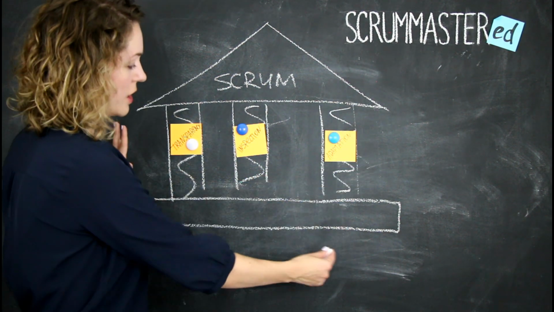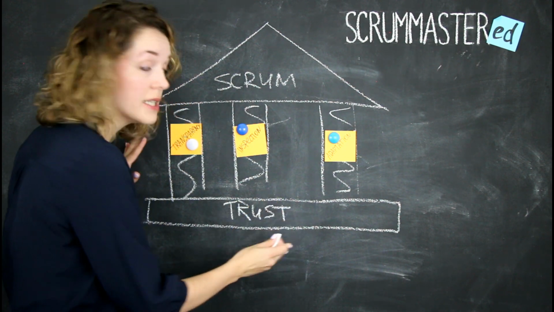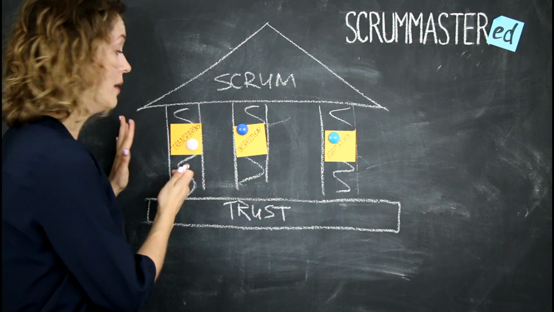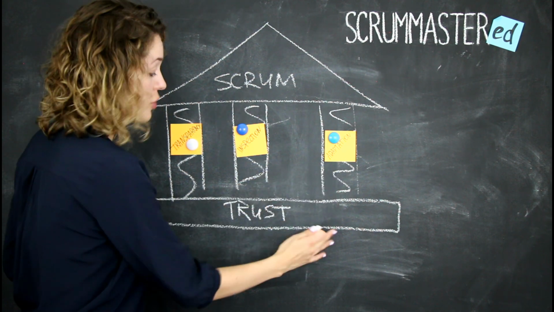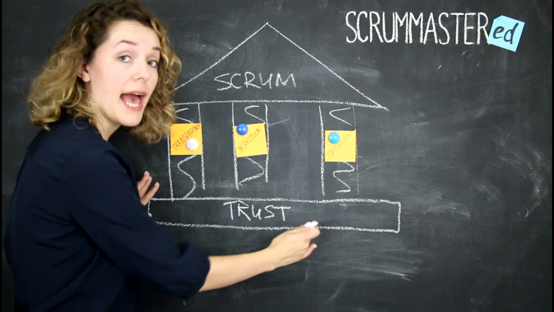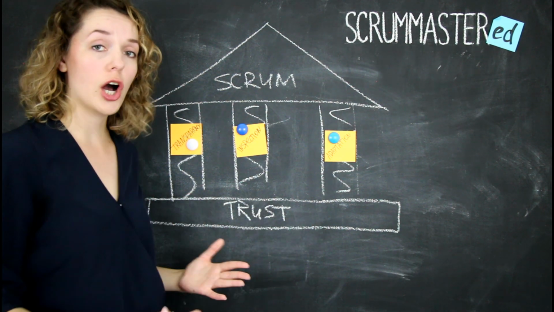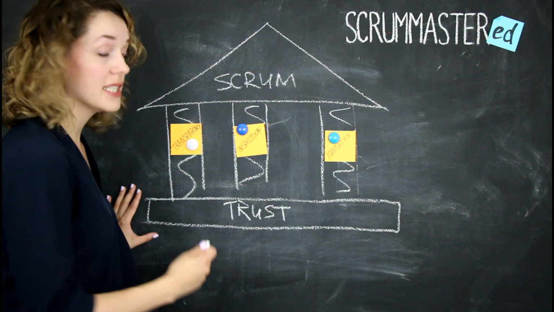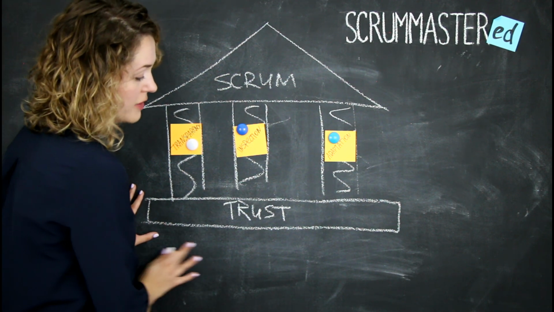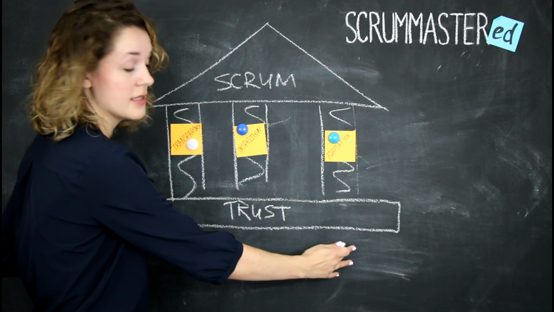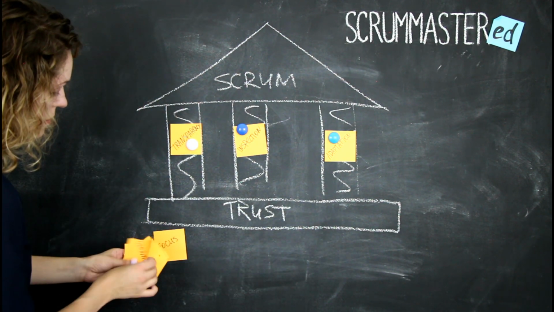In order for the whole structure to be strong, we need trust. Empiricism is based on trust to enable transparency, inspection, and adaptation. In order for the trust to be built and continuously exist, that's where the Scrum values come to mind, and that's why Scrum values are so important. And this is where I put all of the Scrum values right underneath trust to say this is what is fueling trust in the team.